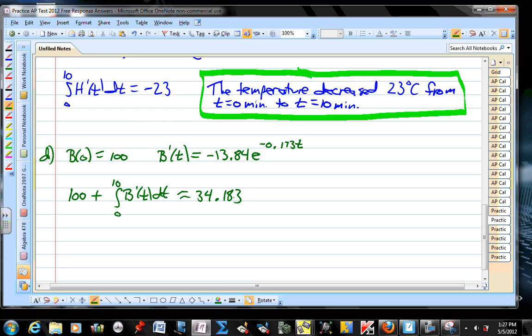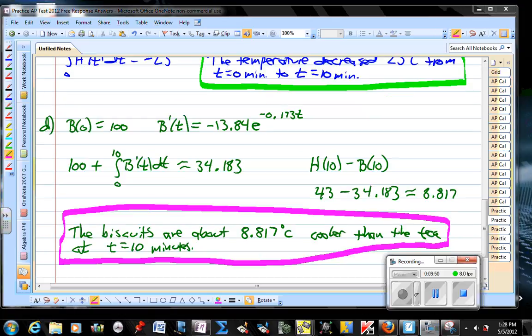So now here's what we're going to do. We have to find the temperature of the tea at 10 minutes, h of 10, and subtract the temperature of the biscuits at time t equals 10 minutes. So let's see. h of 10, that's in our data table. h of 10 is 43 degrees, minus b of 10, which is 34.183. So we can conclude then that the biscuits are about 8.817 degrees Celsius cooler than the tea at time t equals 10 minutes.